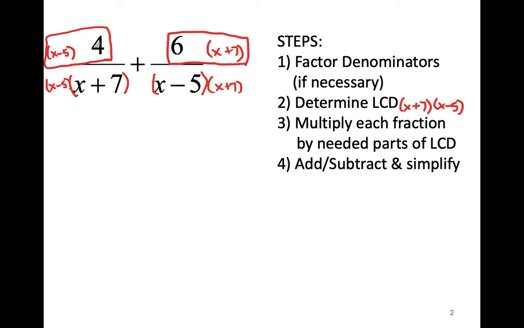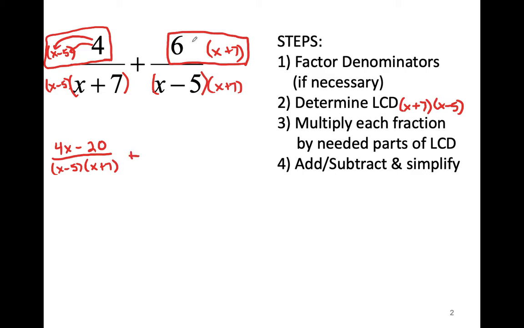So this 4 is going to get distributed into the parentheses, to the x and to the 5. So that's going to give me 4x minus 20. And this is all over, now, the denominators we're not actually going to multiply. We're just going to leave those in their factored form. So I'm just going to write that as x minus 5 and x plus 7. Then we're going to add to that.